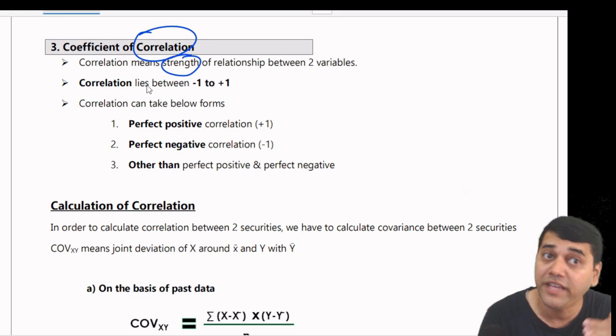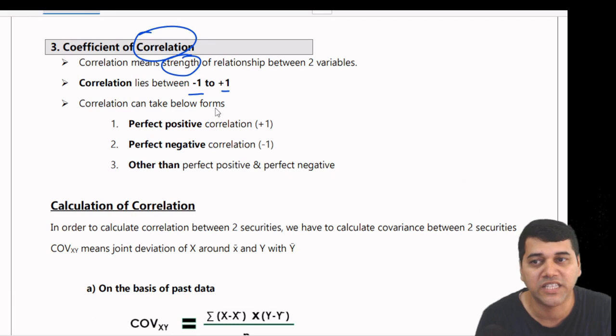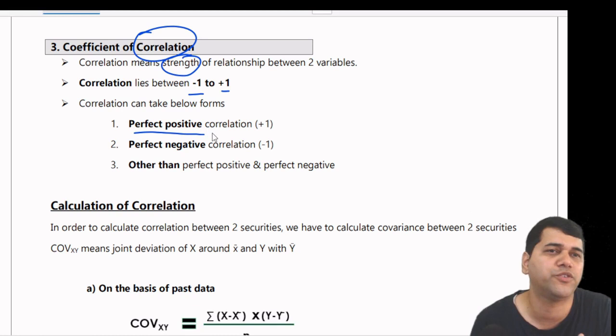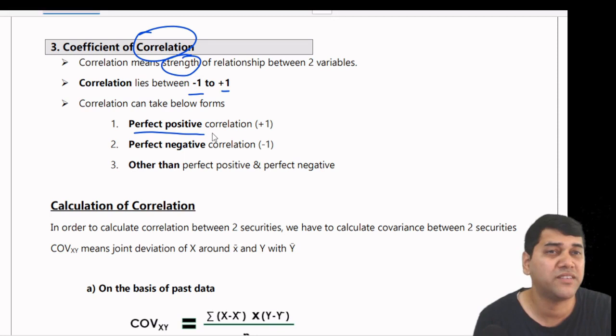Now, correlation will always lie between minus 1 and plus 1. It cannot become minus 2. There is one bound, one range. So there can be three forms of correlation. One, perfect positive. Perfect positive means lifelong friends. If one person is happy, another person is also happy. And if one person is sad, another person is equally sad. Both are equal.